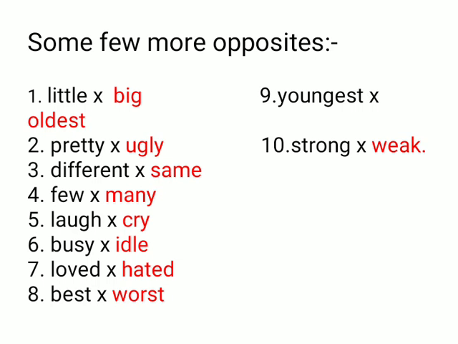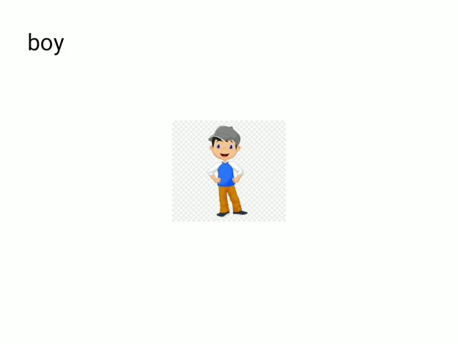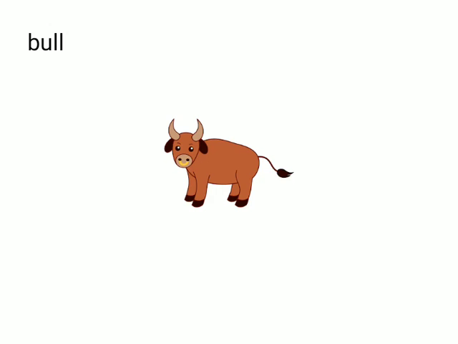Now, after this topic, let's have a glance on another important topic. But before starting this topic, I would like to show you all something. See this, students. The first picture is boy. The second picture is bull. Now, in this, boy and bull both are masculine gender. Okay? Yes, masculine gender.